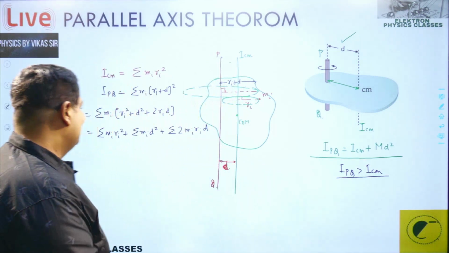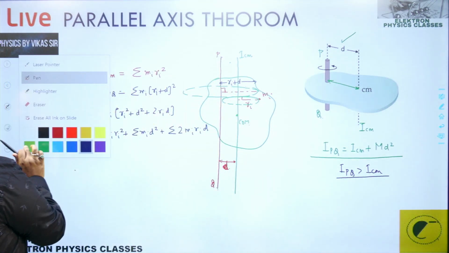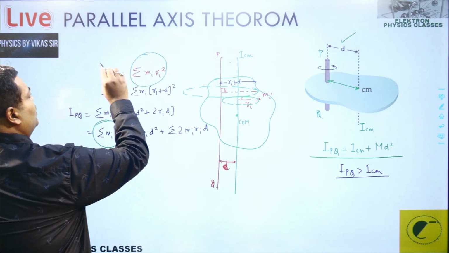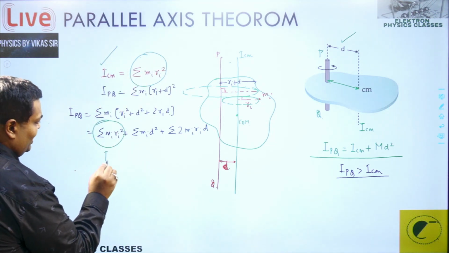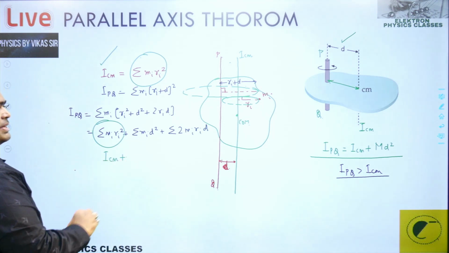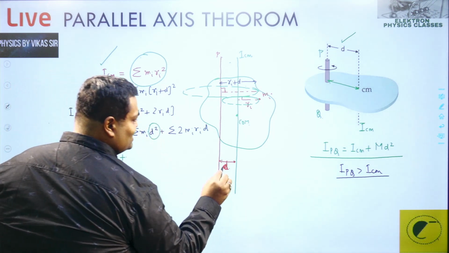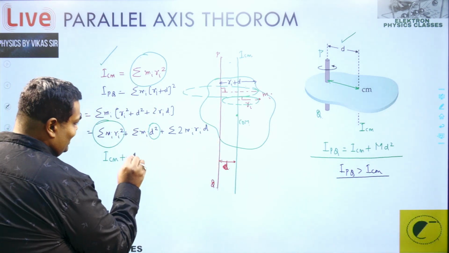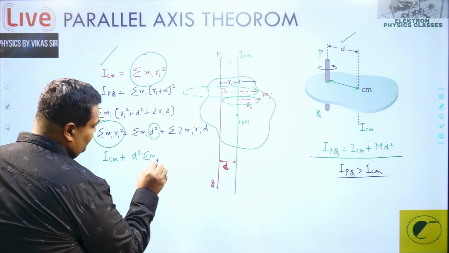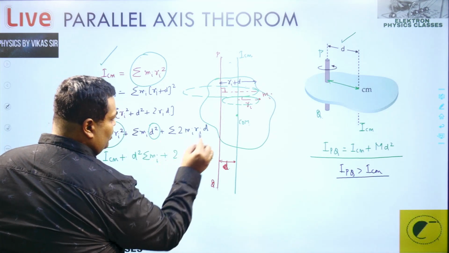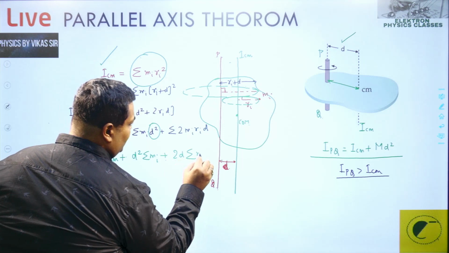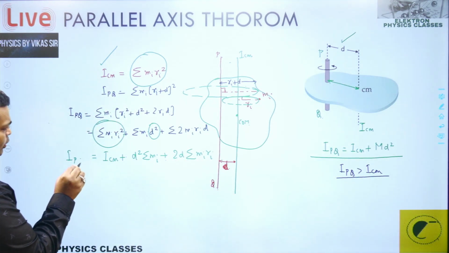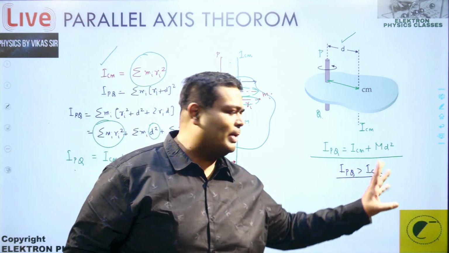Fine. Now see, what about the first term? If you look at the first term carefully, this is the same as ICM. This means instead of this you can write ICM. Plus, d is a constant term, the constant difference between the two axes, a fixed distance. So it comes out that d square is taken out of summation Mi, and 2d is taken out of summation Mi Ri. That is the value for IPQ. Does it match? Or still it does not match.